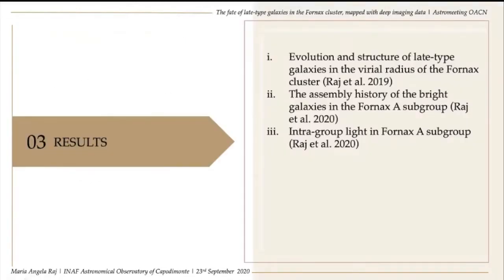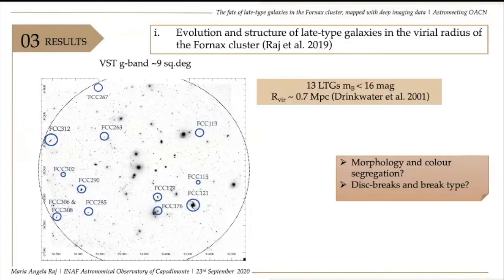So now that we have the data and methodology ready, we can move on to the results. I will just talk about the main results of this work in 3 parts. First, the galaxies in the core of the Fornax cluster, then the Fornax A group, and then the intragroup light in the Fornax A group. So we have 13 LTGs brighter than 16 magnitude inside a virial radius of 0.7 megaparsec, the Fornax cluster. And here we're going to answer the main questions. These are: is there a morphology and color segregation, and what about the disk breaks and break type?